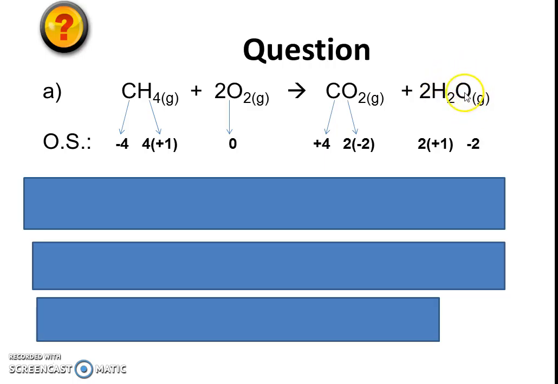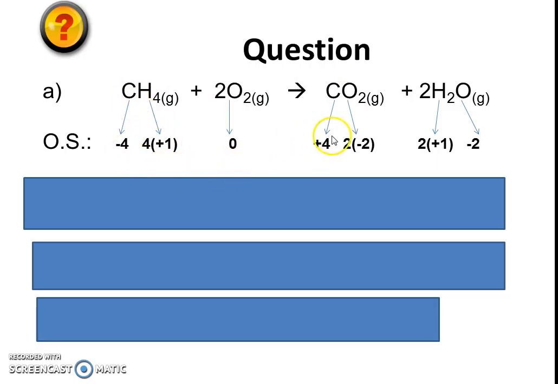Once again, we start with oxygen. Group 6, fixed oxidation state of minus 2. We will ignore the coefficient in front. Instead, we'll just look at the fact that there are 2 hydrogen atoms. Therefore, the oxidation state for hydrogen will be plus 1 times 2. Now, next we compare the elements present.